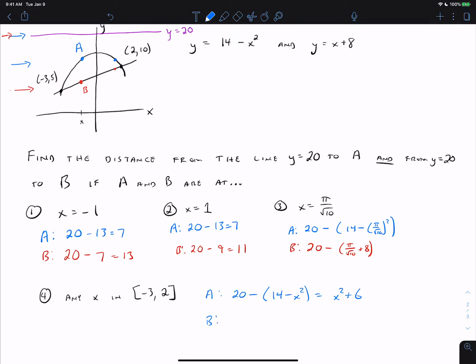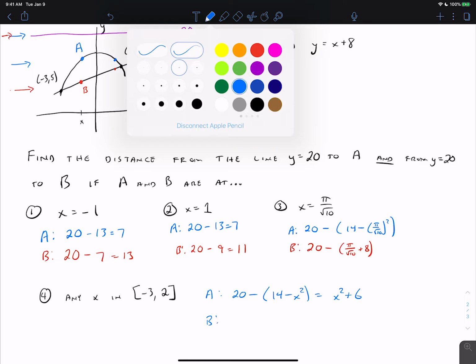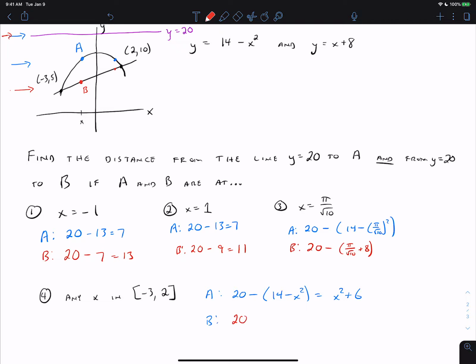For part B, top y is 20. Bottom y is x plus 8, which simplifies to negative x plus 12. This problem set would be basically the same for any horizontal line above the region. So y equals 30, y equals 14, y equals 15. All of those would work almost exactly the same way.